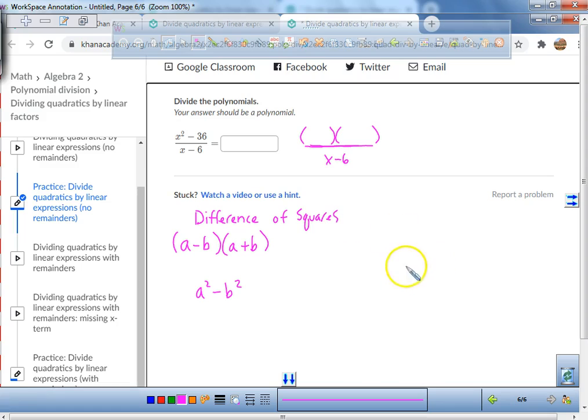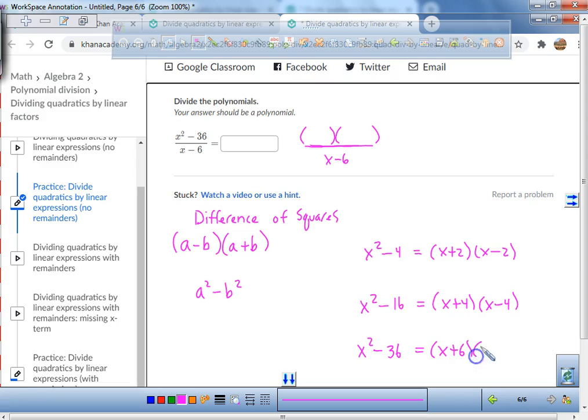So I'm going to give you a few examples of a difference of squares just so you can see it. If I said x squared minus 4, that would factor to x plus 2 and x minus 2. If I had x squared minus 16, that would factor to x plus 4 and x minus 4. If I saw x squared minus 36, that would be x plus 6 and x minus 6. No, they're not all even numbers, it's just so you know.